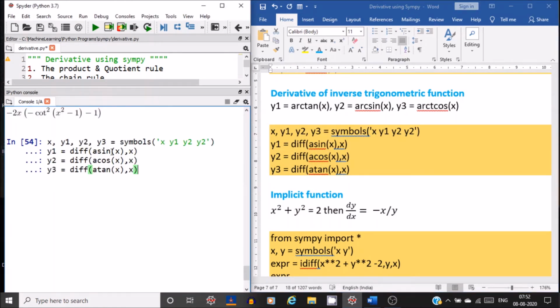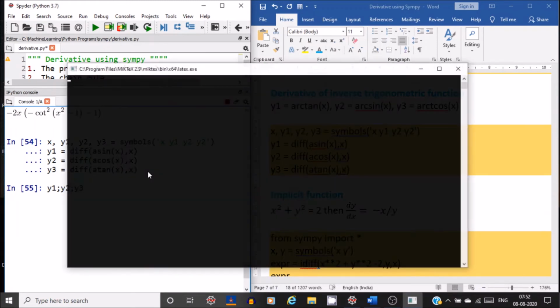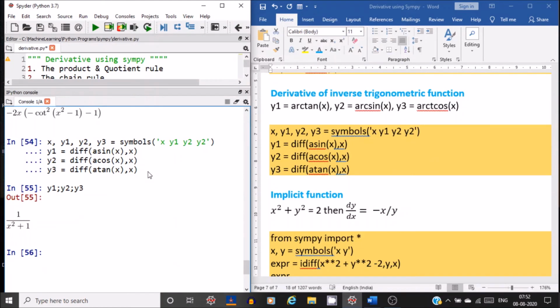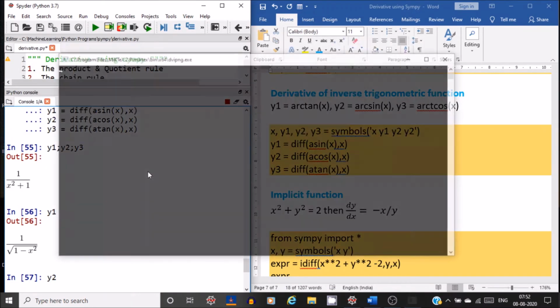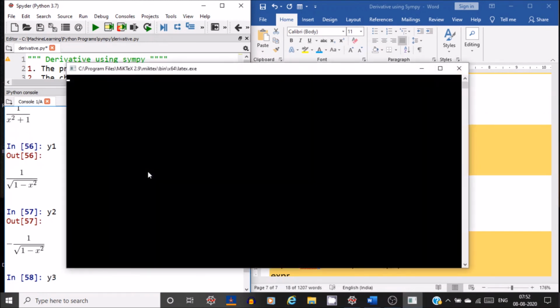So x, y1, y2, y3 are all symbols. y1 is equal to differentiating a sin x with respect to x. y2 is what? a cos x with respect to x. And y3 is a tan x with respect to x. And you can see the result. So if you write y1, y2, and y3, you can get all the results. So y1 is this one, y2 is this one, and y3 is this one.